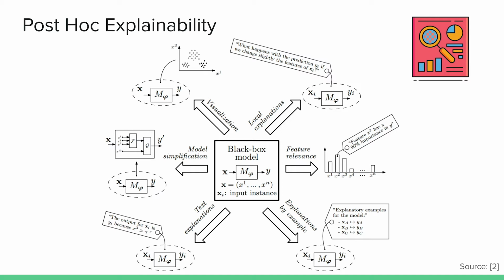For example, we want to get some text explanations that basically represent the functioning of the model. Like here, the output for xi is yi because of this particular condition. We could want to get some explanations by simplification, where we rebuild a system based on the trained model, but that rebuilt model is much simpler than the original model and more understandable. We will actually see one example for this later on in this lecture.